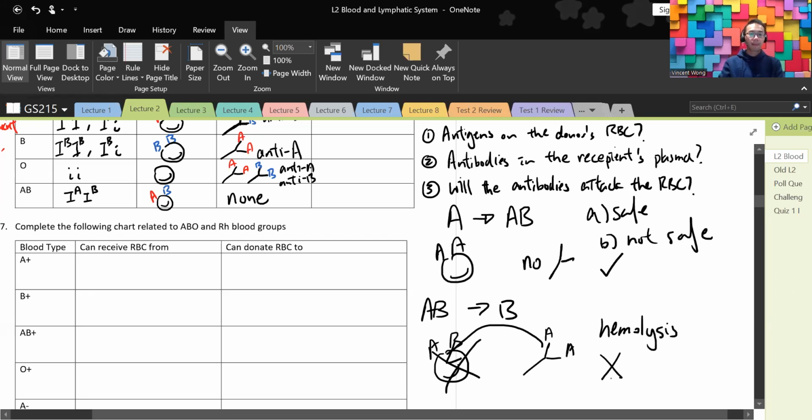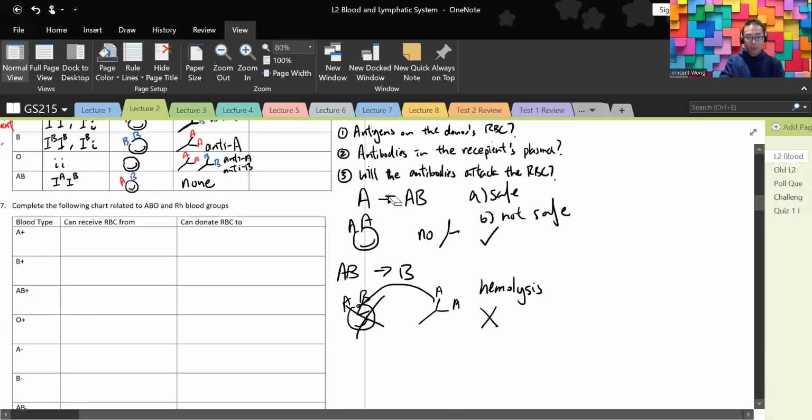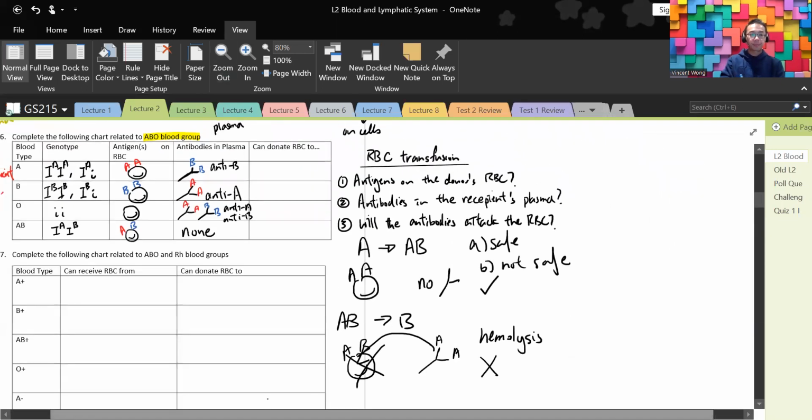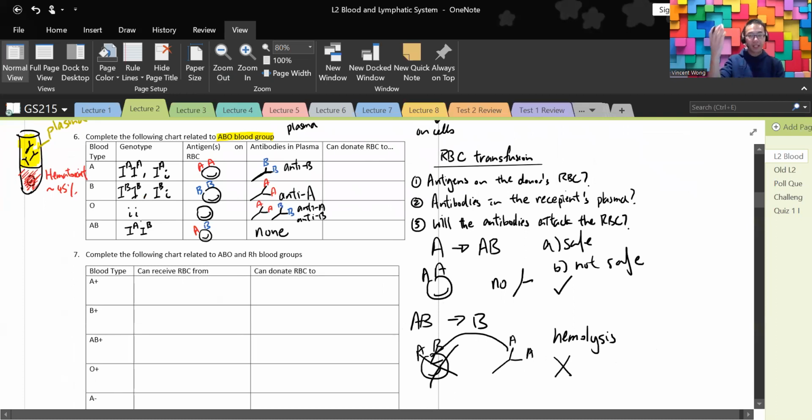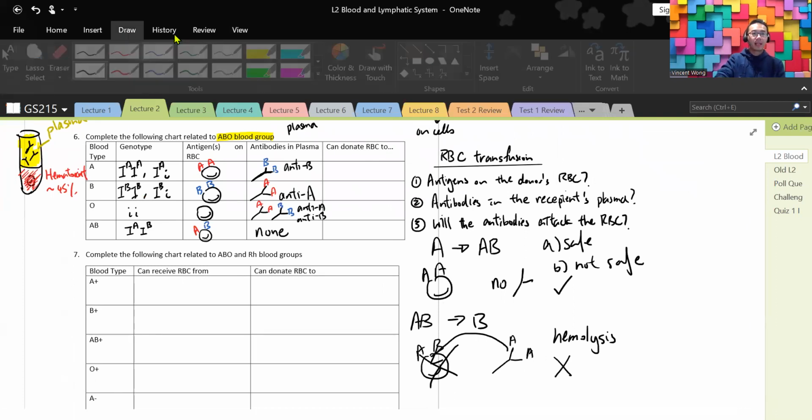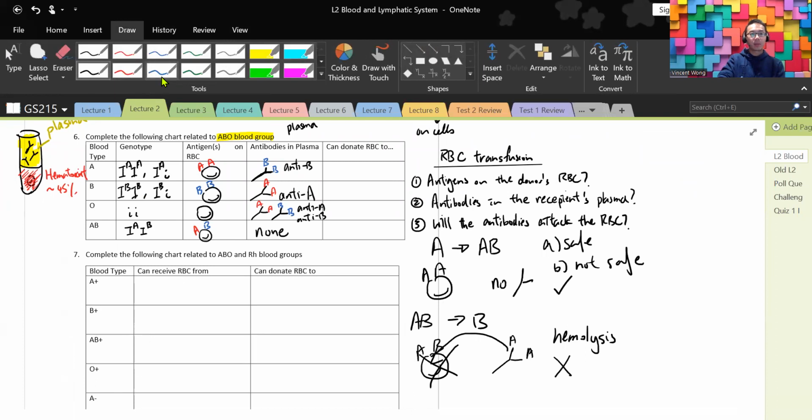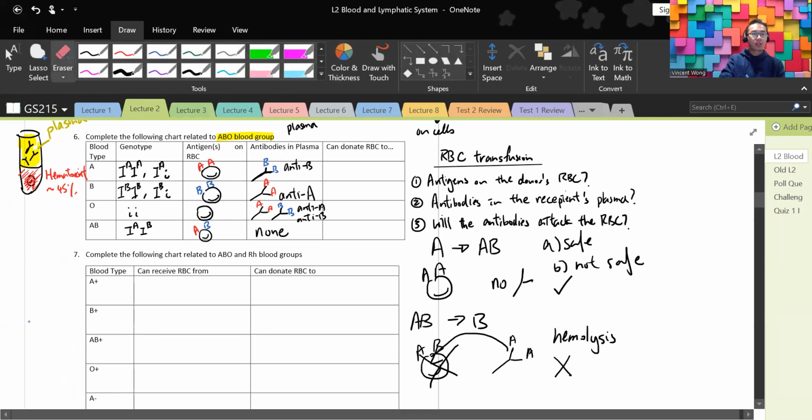Okay? So in general, that's the thought process you should have if you want to think it through. But if you don't want to think and you just want to be able to get the answer right away on a quiz because time is tight and whatnot, you can use this transfusion chart to help you. Okay, so AB is on the top.